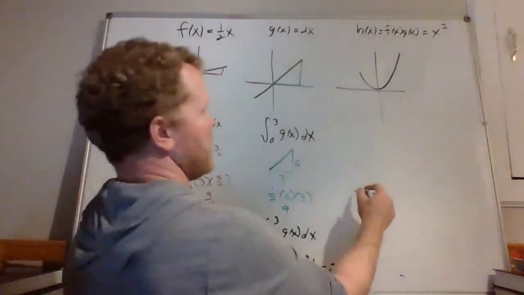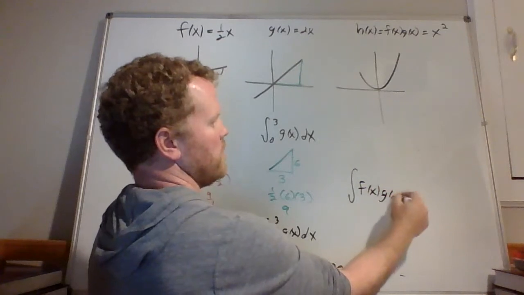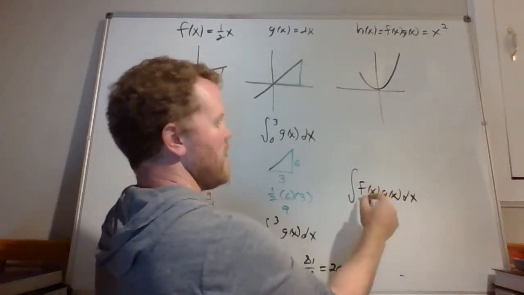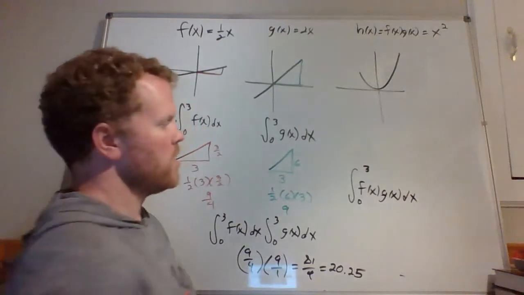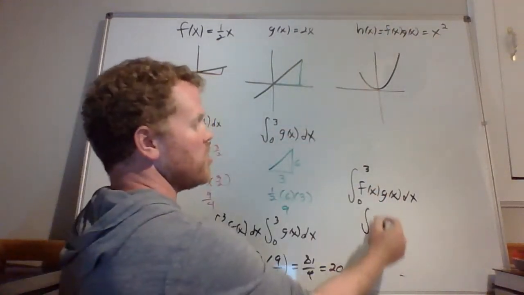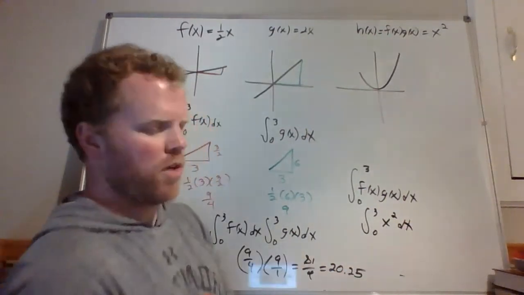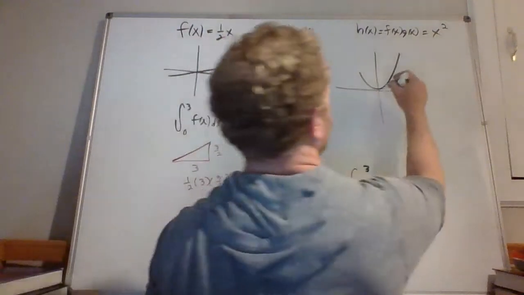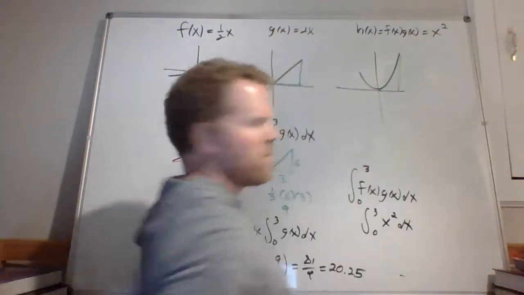And then the other thing I ask you to do is basically multiply them first and then try to integrate it. So if we multiply them first, f of x times g of x just is telling you to do x squared. So I just want to find this area from 0 to 3.